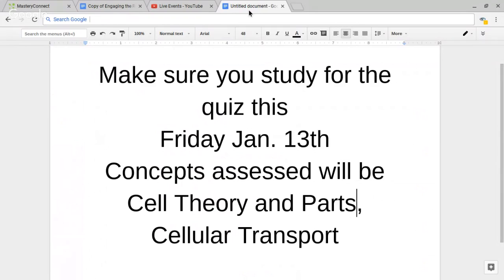Transport into a cell against concentration gradient, meaning going from a low to a high, requires energy. Remember the ATP, that's what we call active transport.